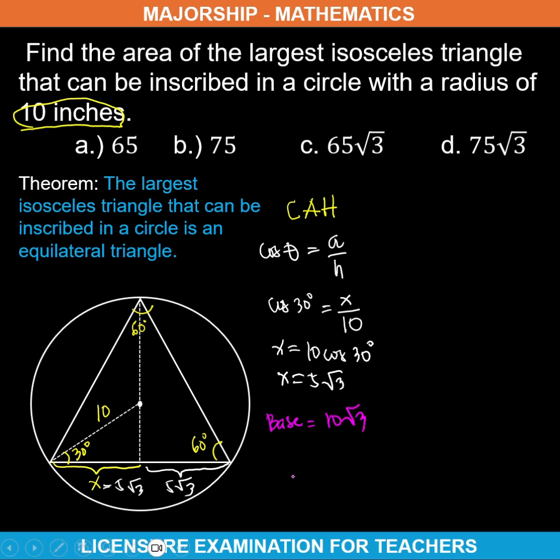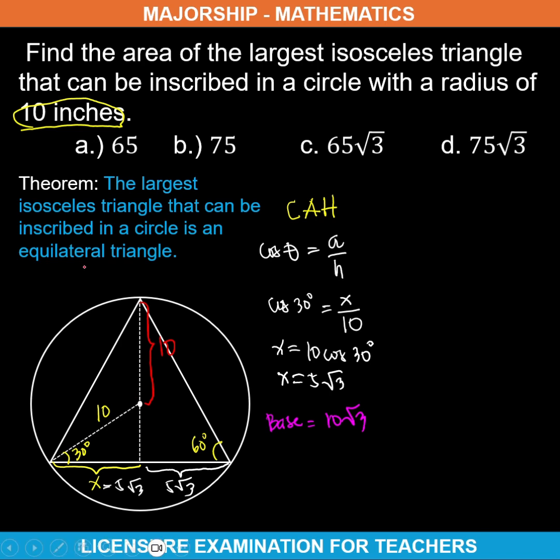Okay, now that we have the base, let us solve for the height of the triangle. Okay, so hanapin naman natin yung height niya. Okay, alin ba dyan yung height or yung altitude? Itong line segment na ito. Okay, so this is your height. And we know that yung length nitong line segment na ito from this point to this point is 10 inches. Kasi radius lang naman yan eh. It is given na yung radius is 10, so this is 10.